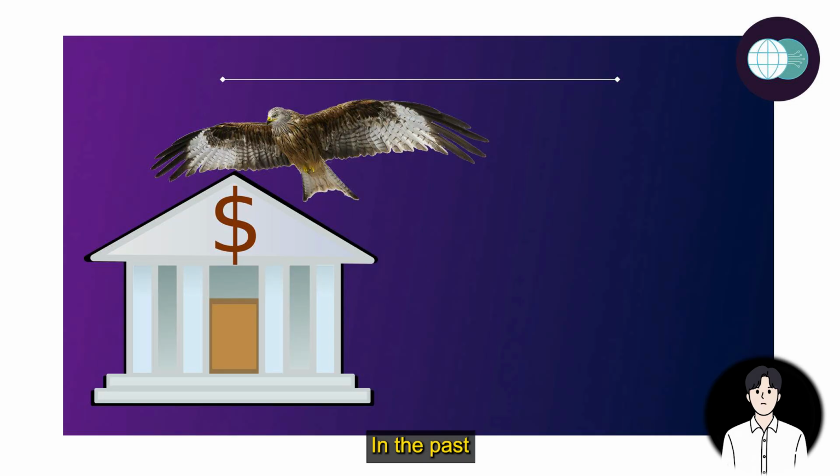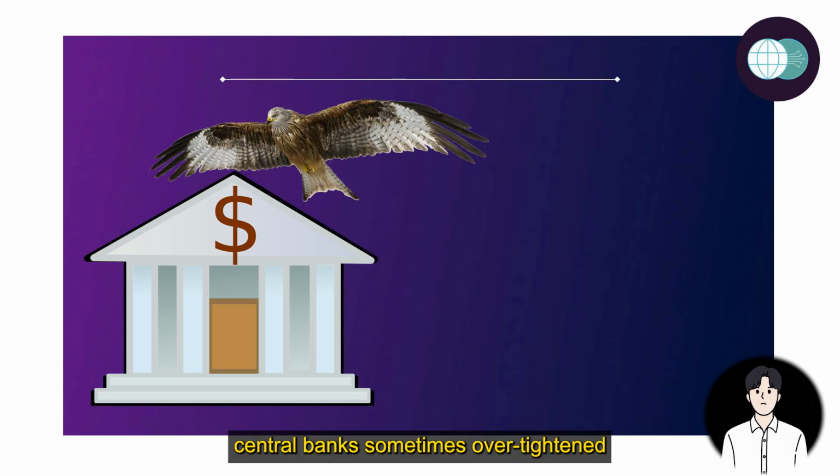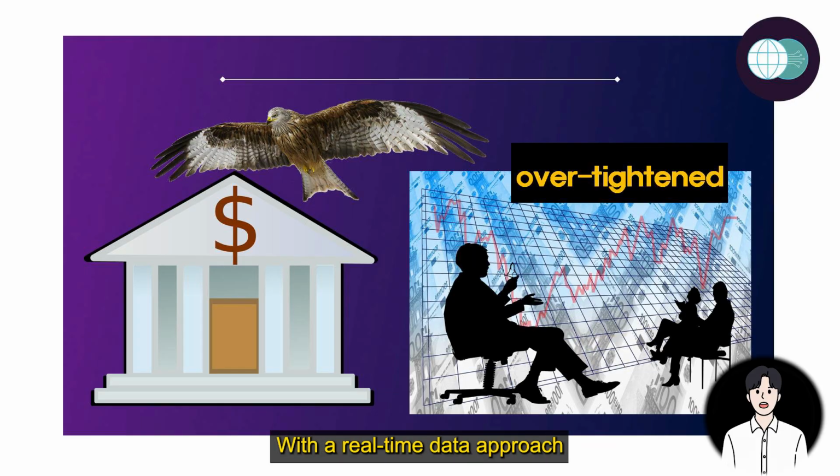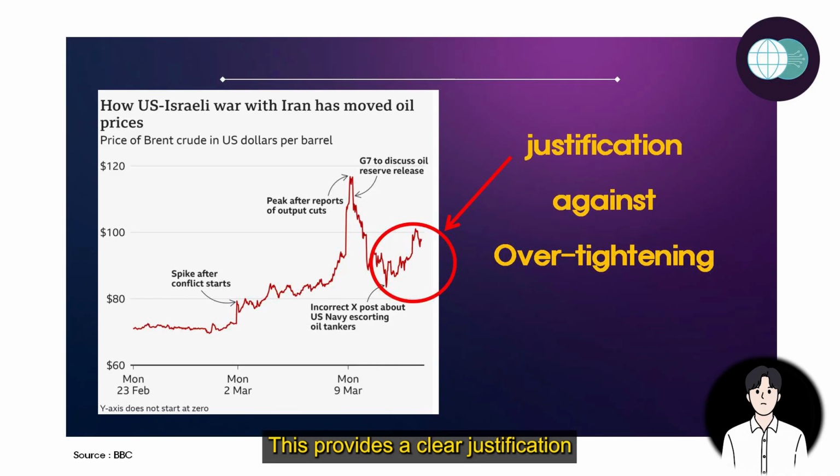In the past, central banks sometimes over-tightened by relying on lagging data, hiking rates just as the economy was already slowing down. With a real-time data approach, the disinflationary impact of falling oil prices and a cooling economy shows up in the models immediately. This provides a clear justification against over-tightening, paving the way for a policy shift.